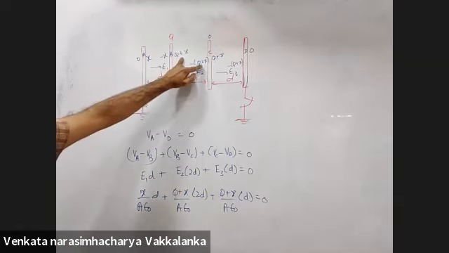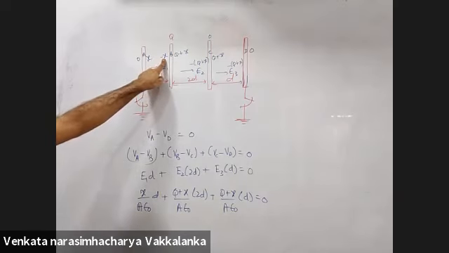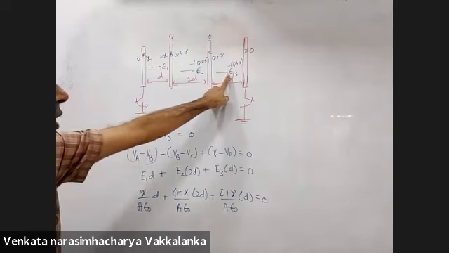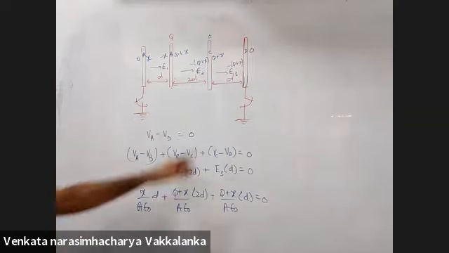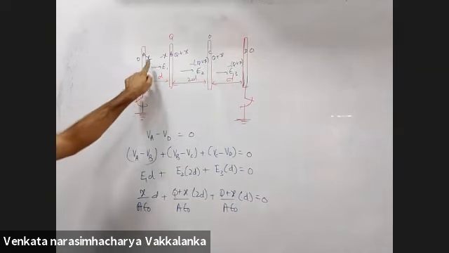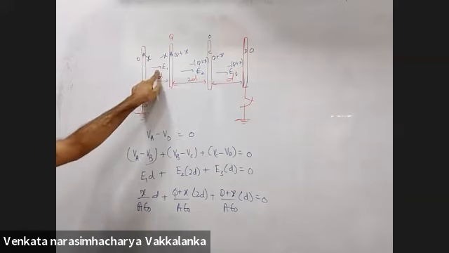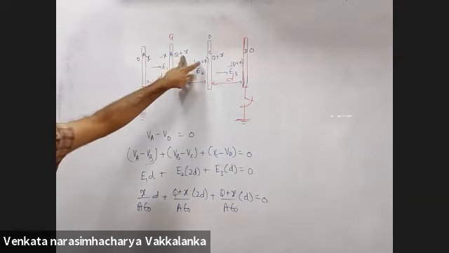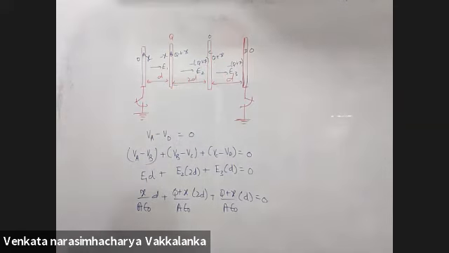Field here will be only because of these two charges. E1 will be only because of X and minus X. E3 will be only because of Q plus X and minus of Q plus X. Right? These both will cancel out everywhere outside. These both will add up only here. Can you find X from this?